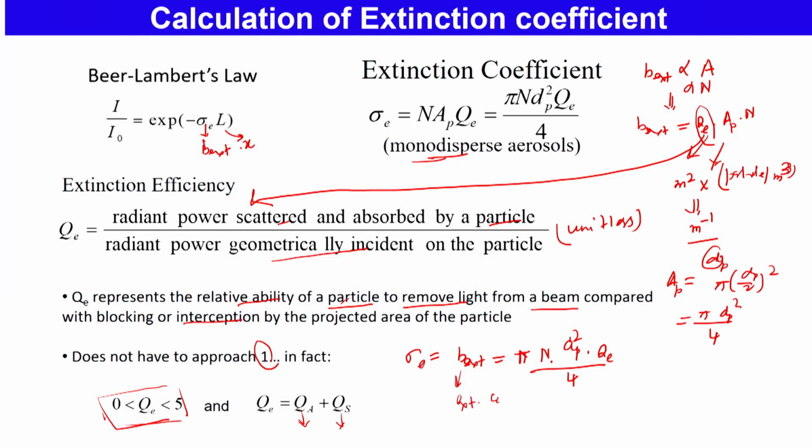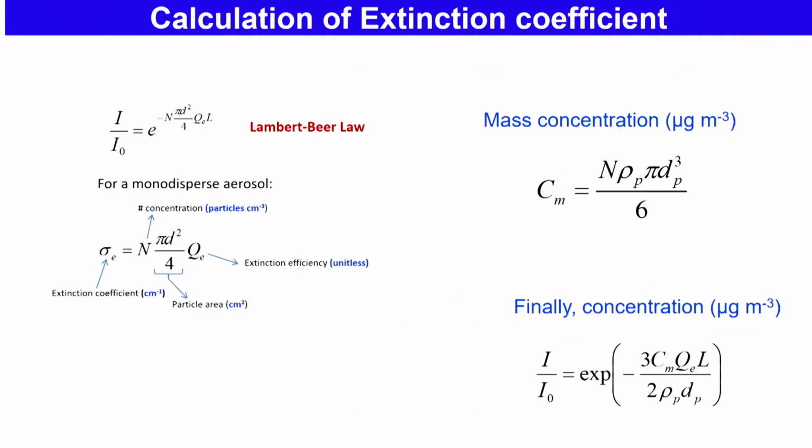So, this is the extinction coefficient due to monodispersed particles. Monodispersed means you have the same diameter, it is not changing. If you just put this equation, similarly you can put here the same equations for extinction, and in the form of L you can write here.